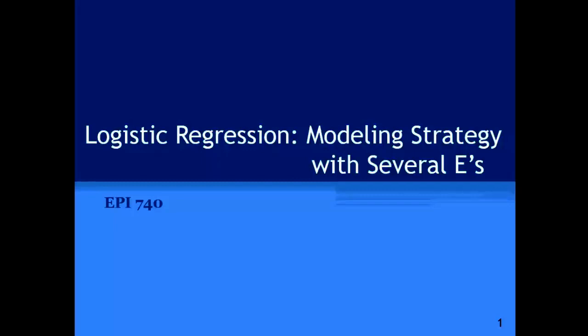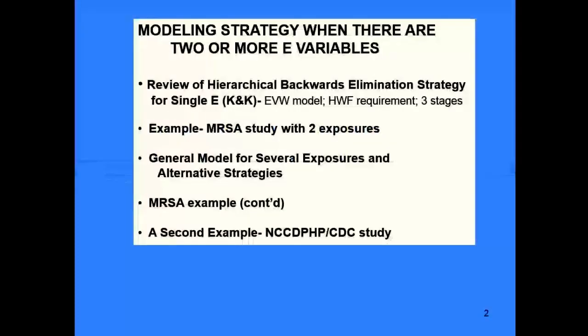But we're behind. So now, here's the thing. Modeling strategy with several E's. That's what I'm going to talk about now. Up to this point, we've only dealt with one E. It was previous hospitalization in the MRSA data. Just one E. What if you have more than one E? It is more complicated. It's always more complicated. But there's sort of a strategy, or some alternative strategy. So let's talk about that.